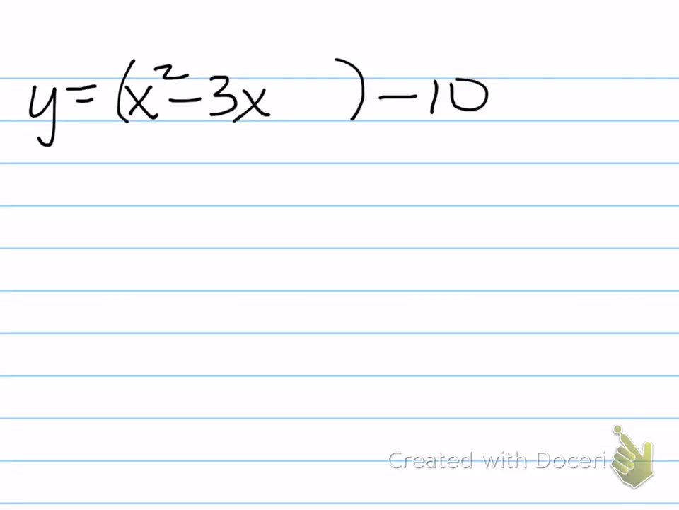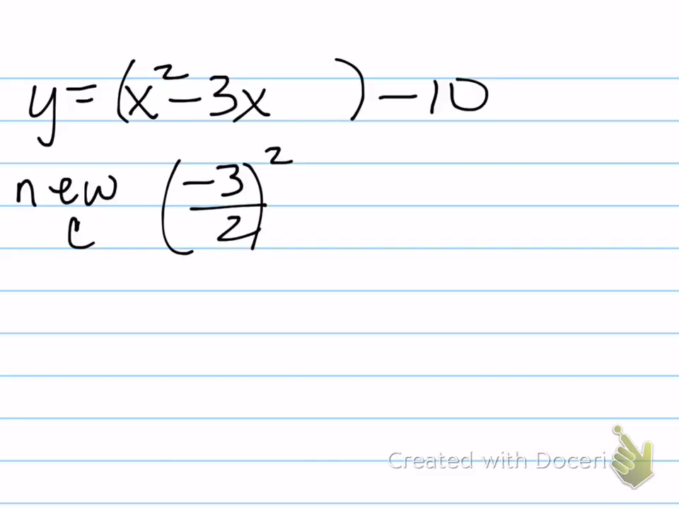The last thing we're going to do is convert this to vertex form. So right now we have the equation x squared minus 3x minus 10. That minus 10 isn't the c value that makes it a perfect square, so we're going to kick that out. We're going to find our new c value by taking the b value and dividing it by 2 and then squaring it. Now this would give us a new c value of 9/4.